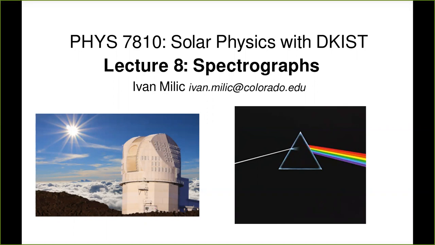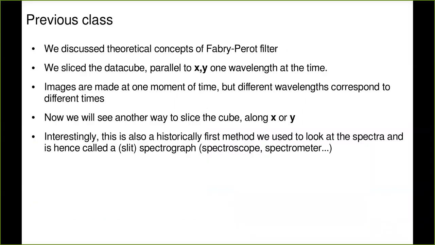Okay, so this could go up anytime. We're going to continue today talking about spectral analysis and the ways to separate our image into multiple wavelengths and obtain the third dimension in our data cube. During the previous class, we discussed the theoretical concepts of our algorithm, and we sliced the data cube. When I say the data cube, I mean x, y, lambda. We sliced it parallel to x and y. And somehow that's a more intuitive way to do spectral analysis, right?